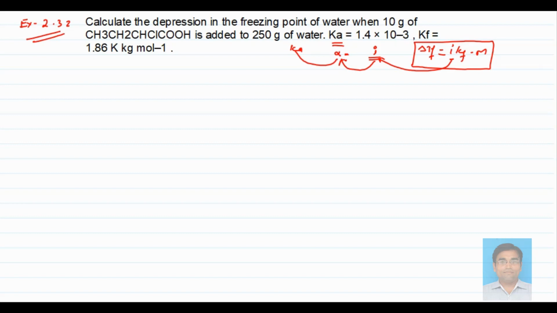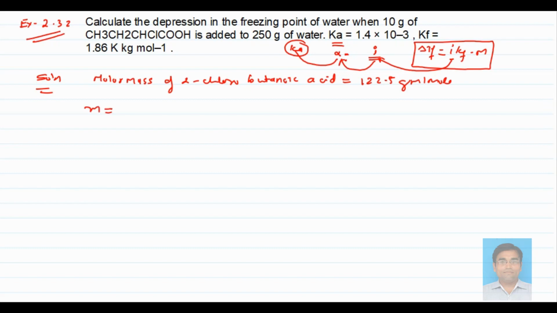How to use Ka? Before that, first we will find out the concentration of 2-chlorobutanoic acid in 250 gram of water, which is calculated with the help of molality. So we will start here. The molar mass of 2-chlorobutanoic acid equals 122.5 gram per mole. I have just calculated it earlier, that's why I know the value. Now just find out molality. Molality m equals W2 into 1000 divided by M2 into W1.